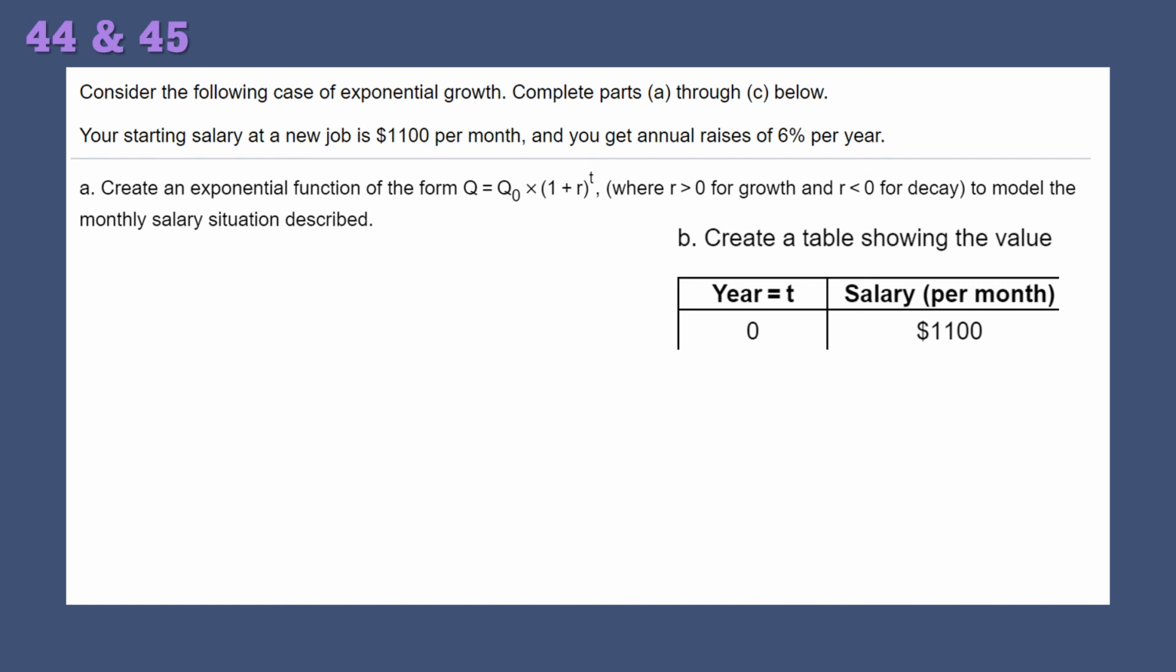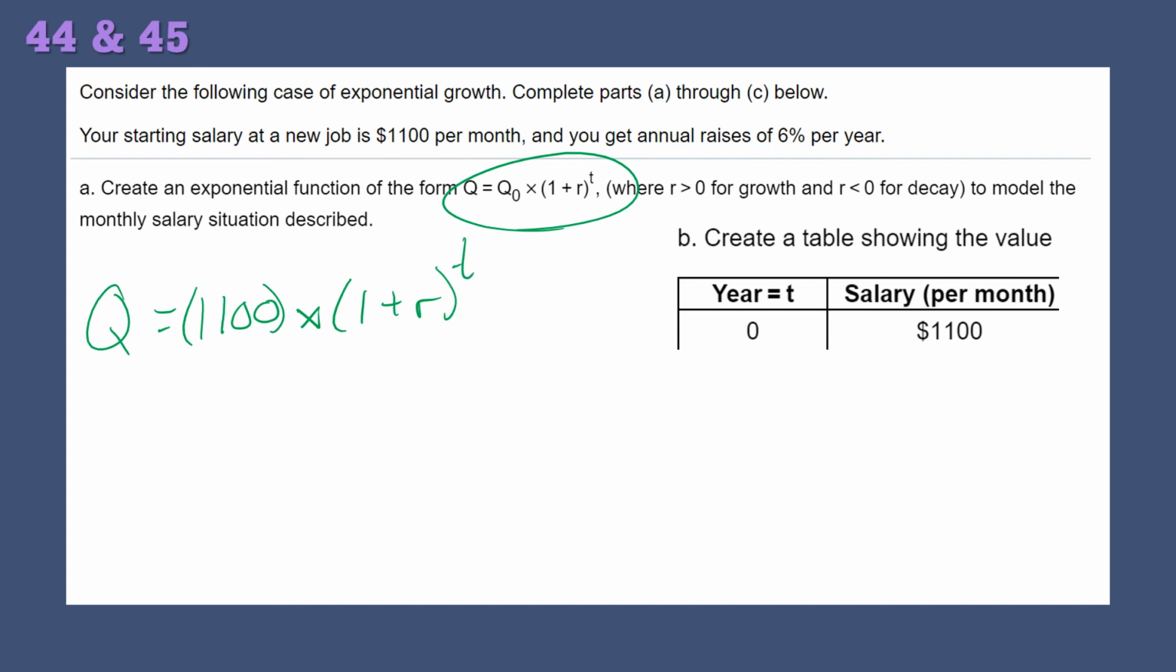Considering this case of exponential growth, okay? So you start with $1,100 per month and you get annual raises of 6% per year. So we could first write a function, and they tell us the way we write this exponential function, we say Q equals our original salary, 1,100, times 1 plus r to the t. Now, r is our growth rate, and so our growth rate in this case is 6%.